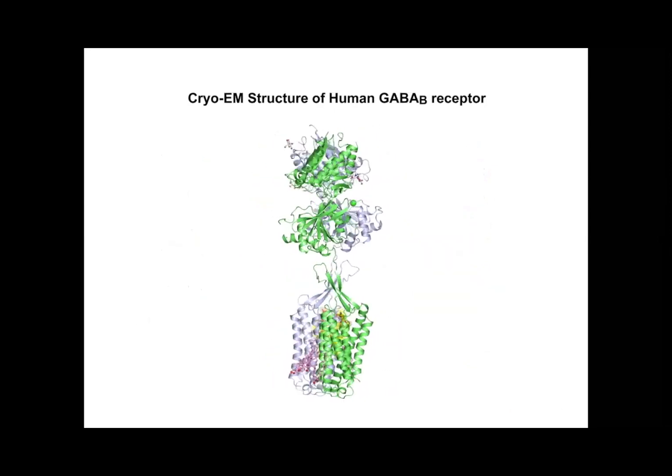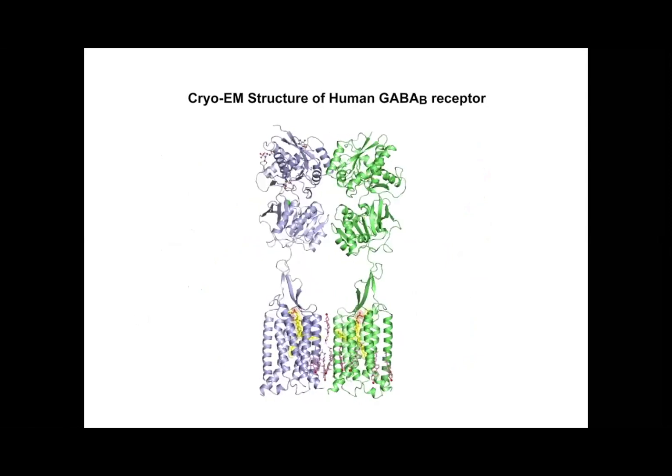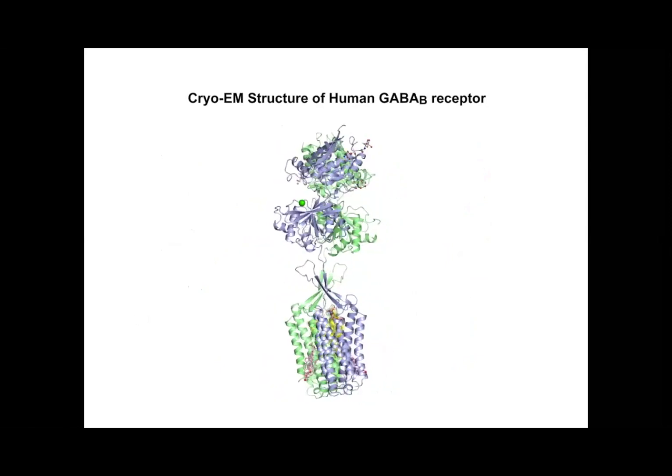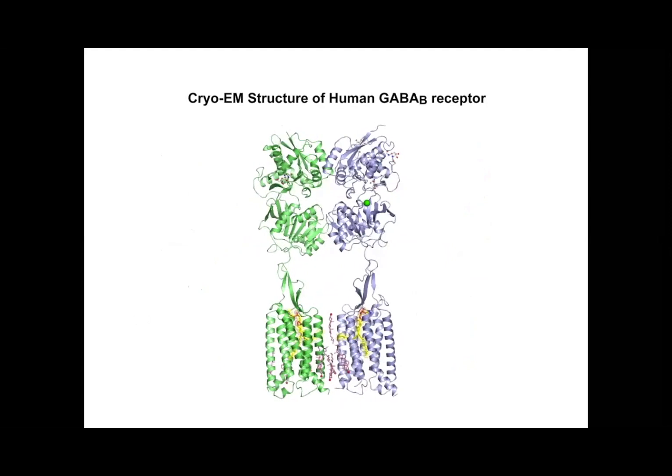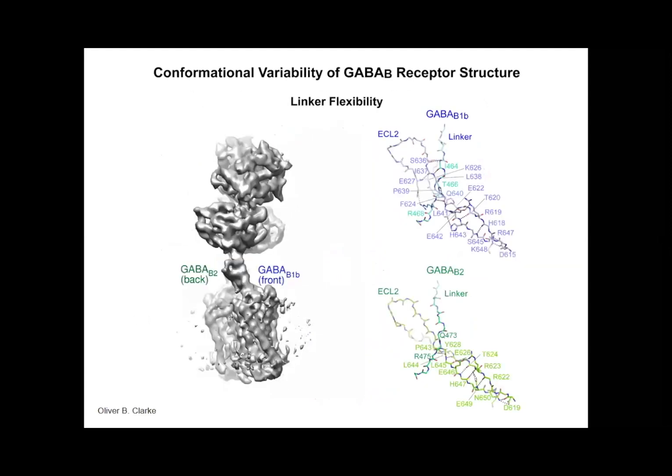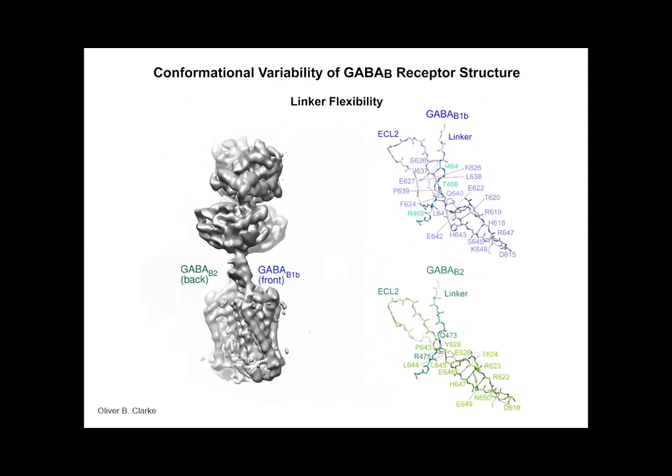Here is a cartoon of our structure. We can see the bound calcium ion, phospholipids, and cholesterol molecules. Within each subunit, the elongated linker interacts extensively with the extracellular loop 2 of the TM domain. And these components together serve as a mechanical junction to transmit the conformational changes in the VFT to the TM region.